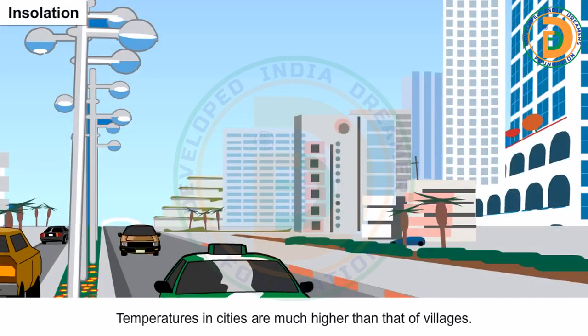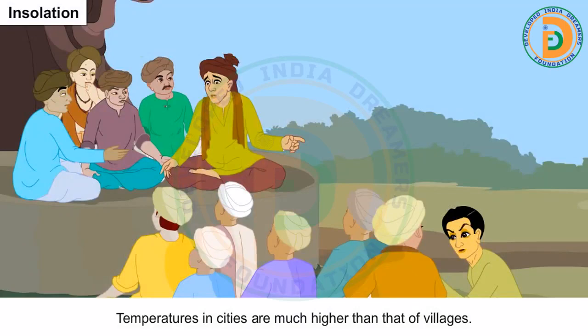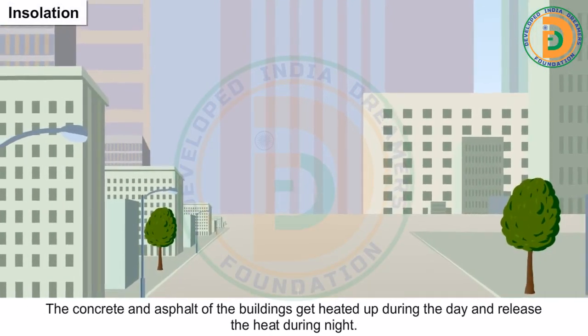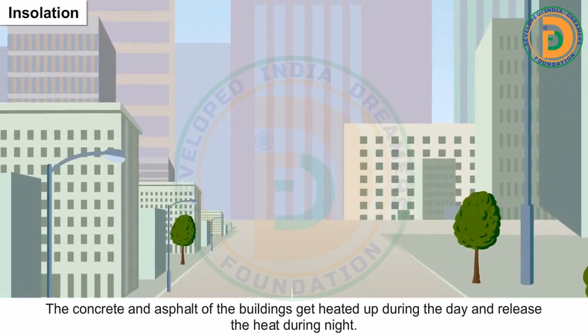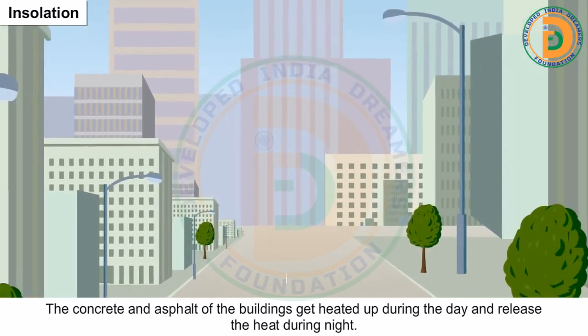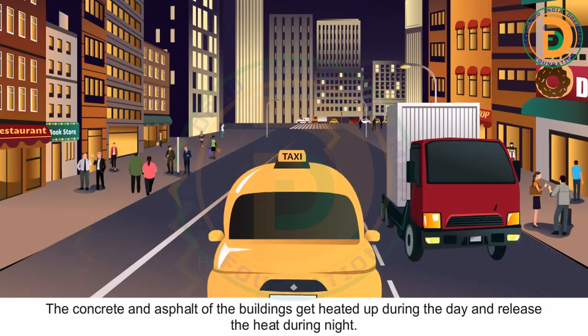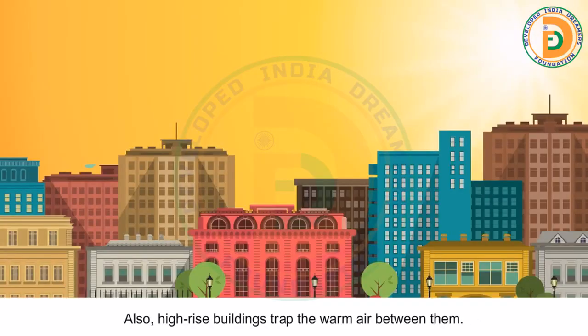Temperatures in cities are much higher than that of villages. This is because the concrete and asphalt of the buildings get heated up during the day and release the heat during night. Also, high-rise buildings trap the warm air between them.